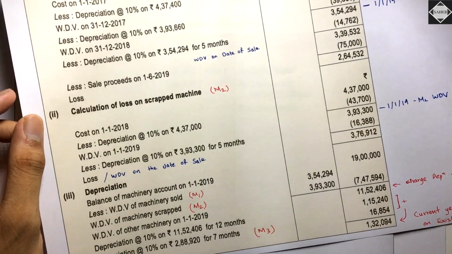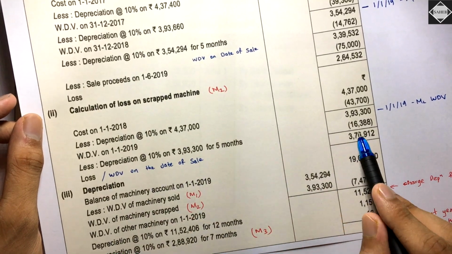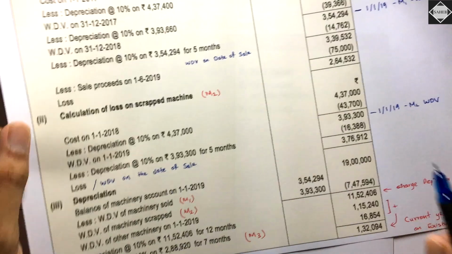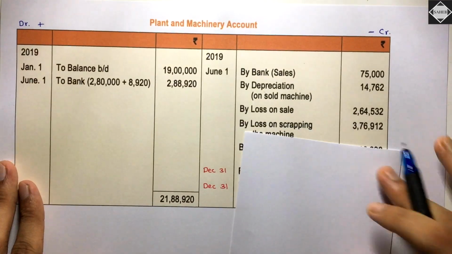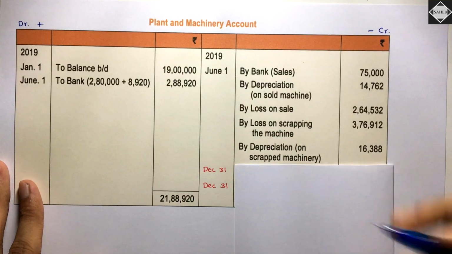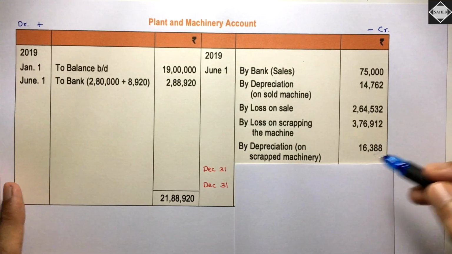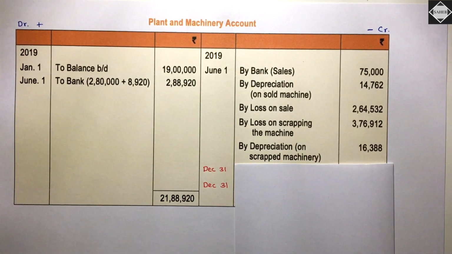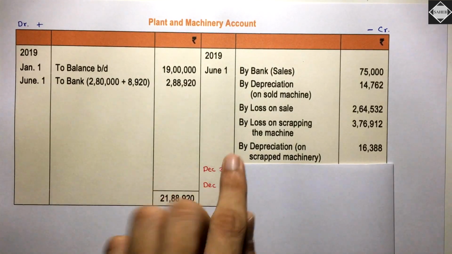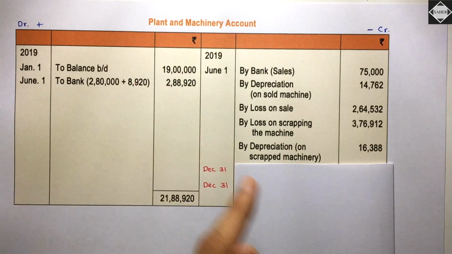Depreciation will be charged now? Yes, of course, depreciation will be charged now, right? So depreciation for 5 months is 16,388. So see, by depreciation on the scrap machinery, just depreciation is enough, that is 16,388. It's better to write it in brackets, it's good presentation. Fine. So you will write by depreciation 16,388, and then you have made a loss now.